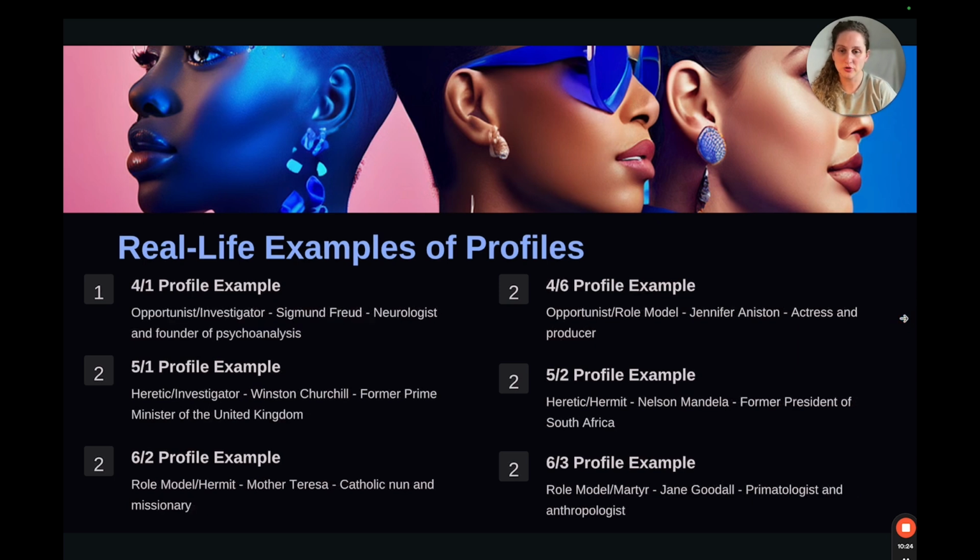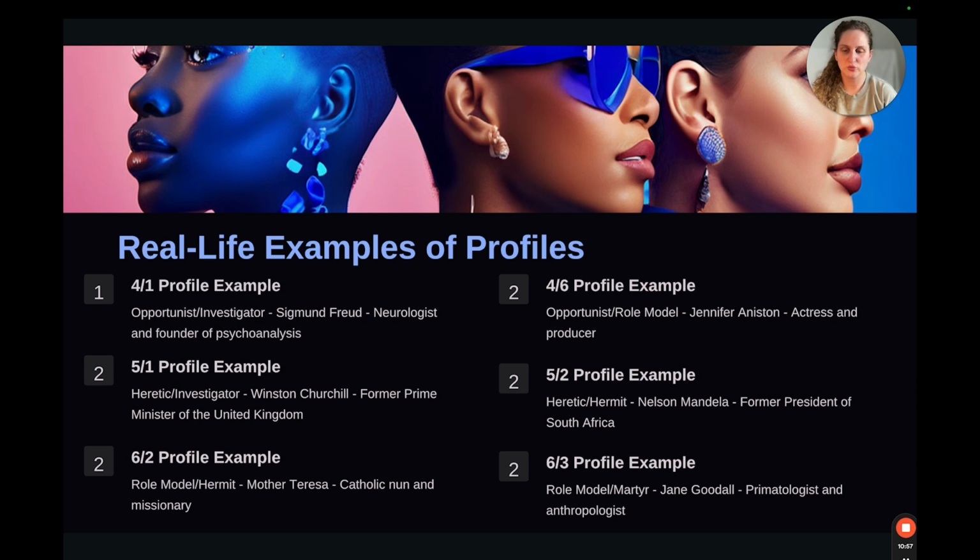The 4-1 profile, the opportunist/investigator, is going to be Sigmund Freud, neurologist and founder of psychoanalysis. That's deep. The 4-6 profile is going to be the opportunist role model profile, Jennifer Aniston, the actress and producer. 5-1, the heretic investigator, is going to be Winston Churchill, the former Prime Minister of the United Kingdom. 5-2 profile, the heretic hermit, Nelson Mandela, the former President of South Africa.